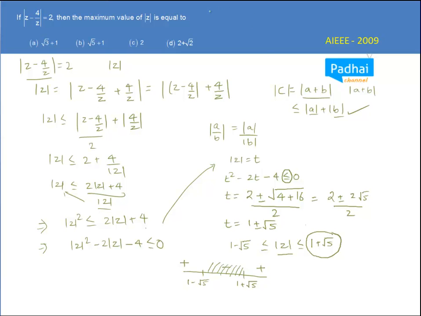In case you were asked to find the minimum value of mod z, you could also have found it very easily, because you have already done that. That will be 1 minus root 5. So this is a very standard question. Just remember how to solve this kind of question, because you can only solve them when you know how to solve them. It is a difficult problem, and not many people will be able to solve it in the paper.